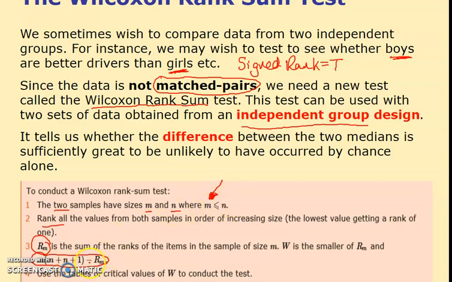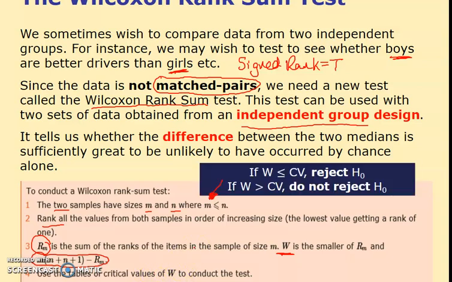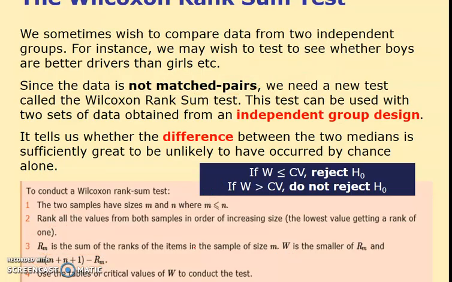And then once we've got the smaller of these two things, we call it W, and then we look in the critical values to see whether or not it's small enough. Remember, the rule is the same as last time: the value you get has to be smaller than or equal to the critical value if we're going to reject H0. If it's more than, we do not reject H0. Simple, once you get to that stage.